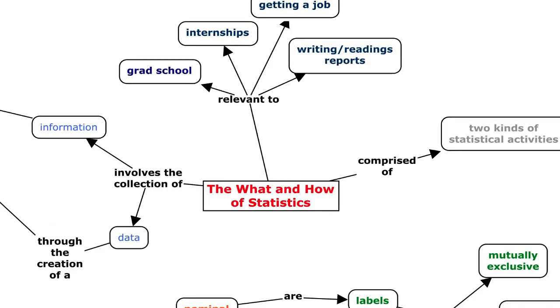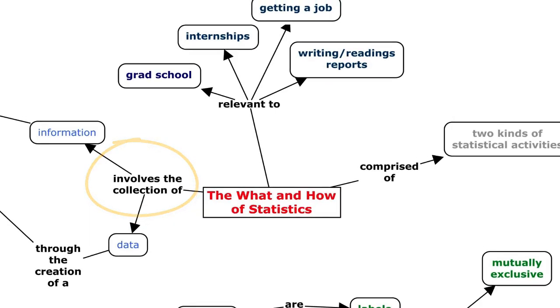So as you can see, there are exactly 3 branches that come out of The What and How of Statistics. Caldwell uses these, broadly speaking, as a way to cluster the chapter into 3 main ideas. 1, we want to know what statistics is all about. 2, we want to know how it's relevant to ourselves and to you. And 3, what it involves.